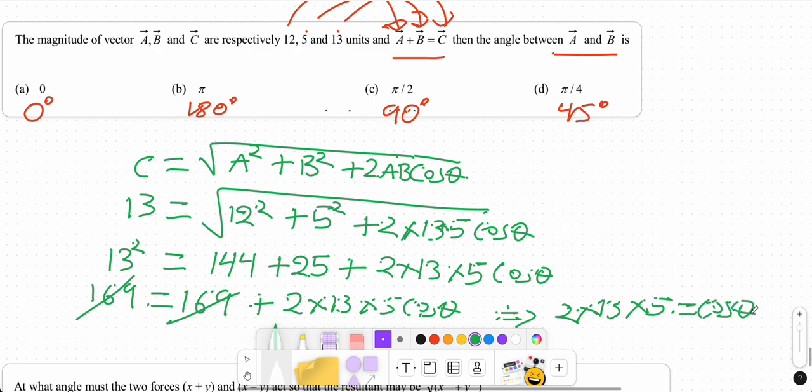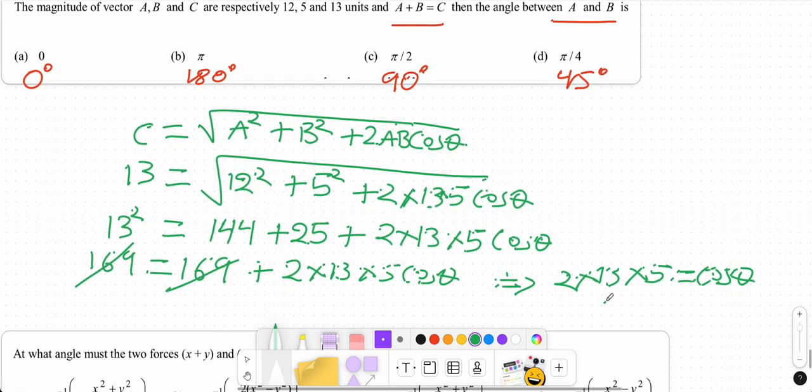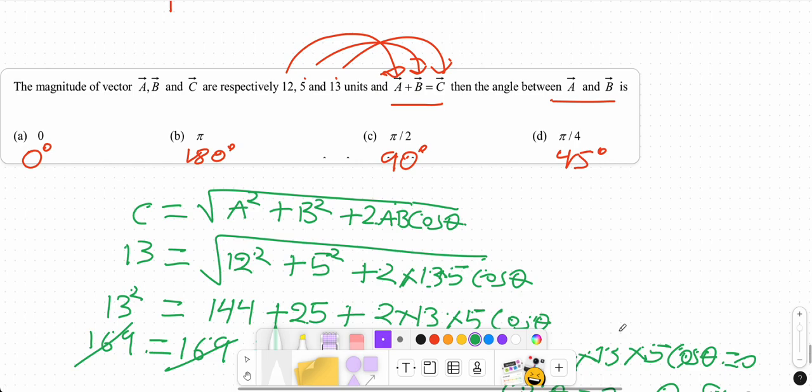Oh sorry, I did a mistake. 2 into 13 into 5 into cos theta is equal to 0. That means cos theta is equal to 0. That means theta is equal to 90 degree is your answer. So pi by 2 or 90 degree is your answer.